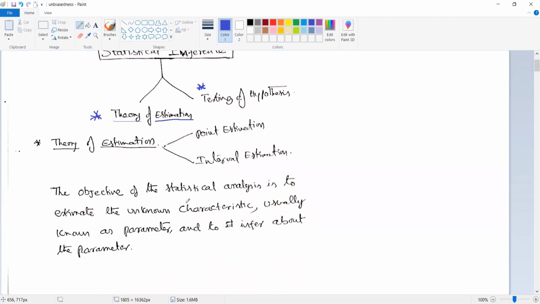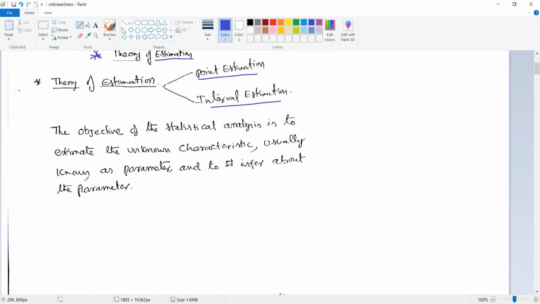So now we are going to discuss the theory of estimation. Theory of estimation is classified as point estimation and interval estimation. First, we have to take the point estimation. Before taking this, what is the objective of the theory of estimation? The objective of the statistical analysis is to estimate the unknown population characteristics, usually known as parameter.